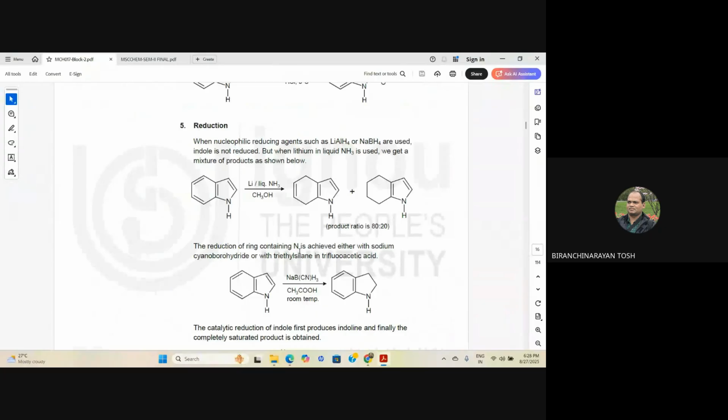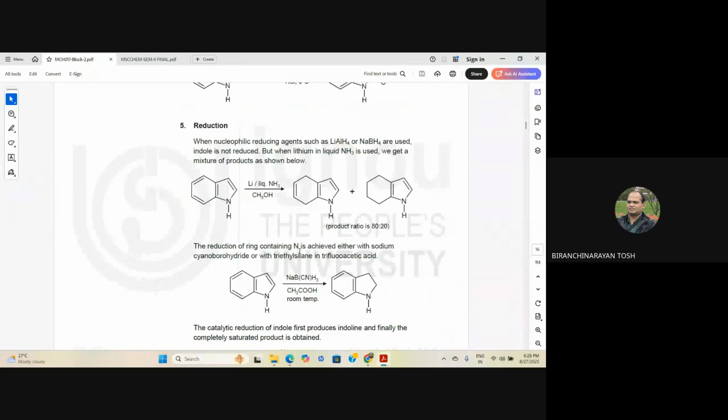Then moving towards oxidation. Oxidative cleavage results at the 2,3 double bond. By oxidation, this double bond will cleave, producing a ketone. A variety of reagents such as ozone, oxygen in presence of cuprous chloride, sodium periodate, etc. can be used as the oxidizing agent. So sodium periodate we have taken here, aqueous methanol at room temperature. This double bond will cleave, producing the dicarbonyl compound.